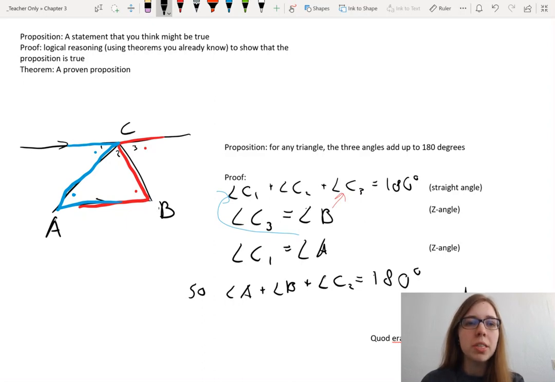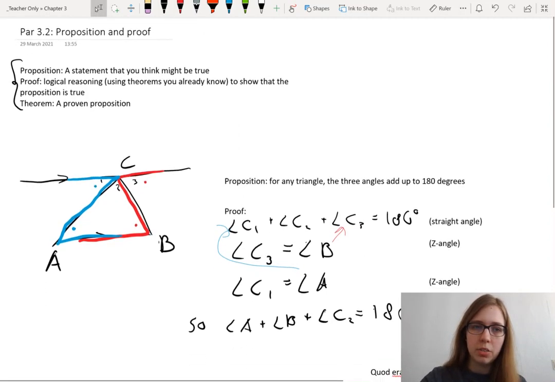But yeah, this whole concept from proposition through proof to theorem is the basis of all of mathematics, and in the rest of the paragraph and in the rest of the chapter, we're going to practice that a lot more. And I think that's all I needed to say about this paragraph, so good luck practicing that.